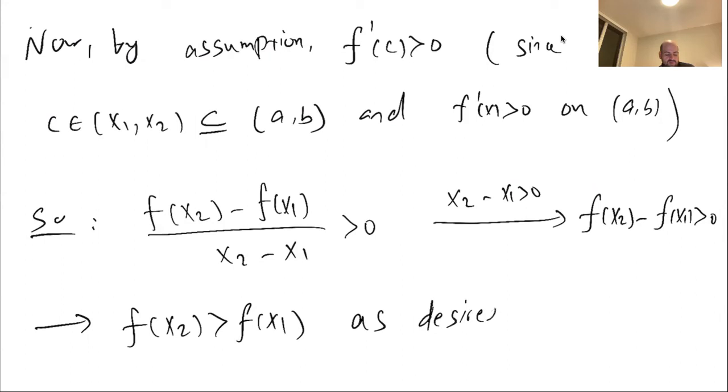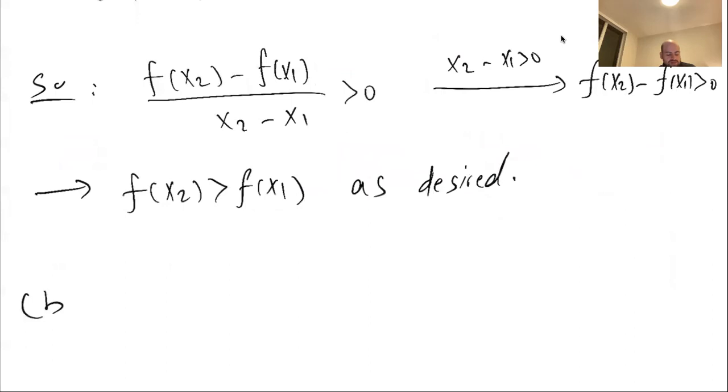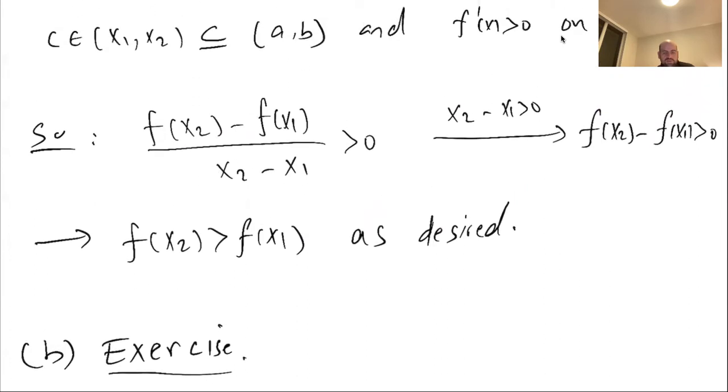So our goal was to prove that f of x1 is less than f of x2, or in other words, f of x2 is bigger than f of x1, and we proved it. So we are done with the proof of part A. And part B, it's very similar. In part B, you can show that if the derivative of a function is negative, the function is decreasing. The proof is very similar to this part A. So let me leave it as an exercise.